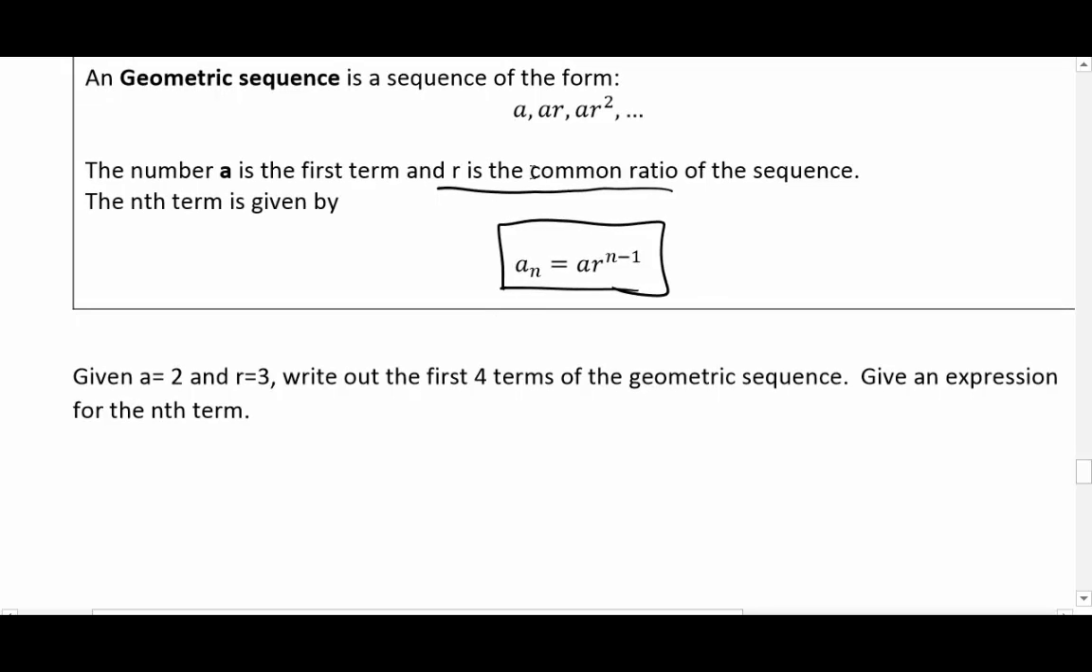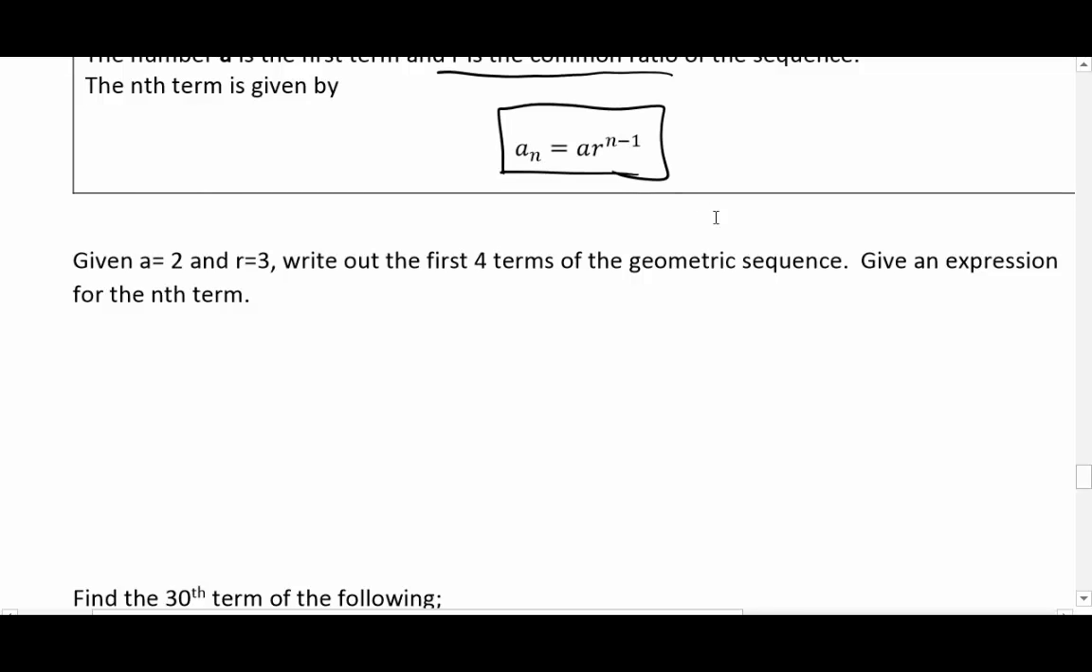So here we're given that the first number of a pattern is 2 and the common ratio is 3. So in the first position we have 2. Then in the second position, we're going to take 2 times the common ratio. So now we've got 6. In the third position, we're going to take that 6.